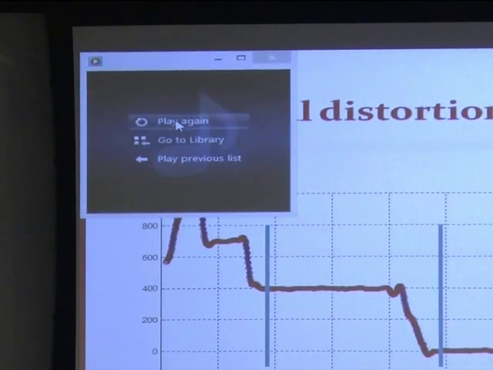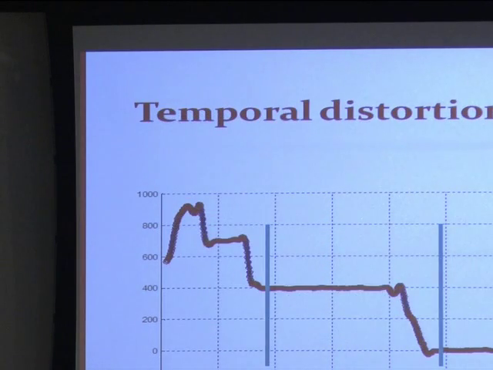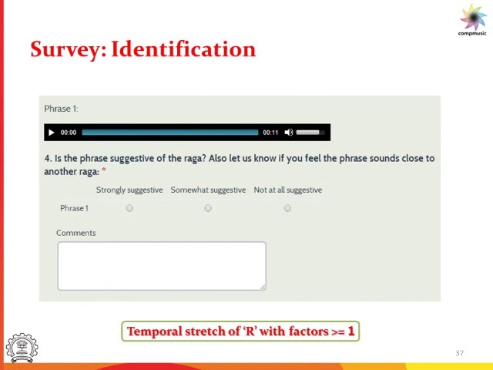So this ray was long and we synthesized it in the same way. And this is how the test was done. It was an online survey. So given this phrase, is this suggestive of the raga? We had a 3-point scale: strongly suggestive, somewhat, and not at all. And also we had a comment box where people, if they perceived it differently, we wanted the comments.